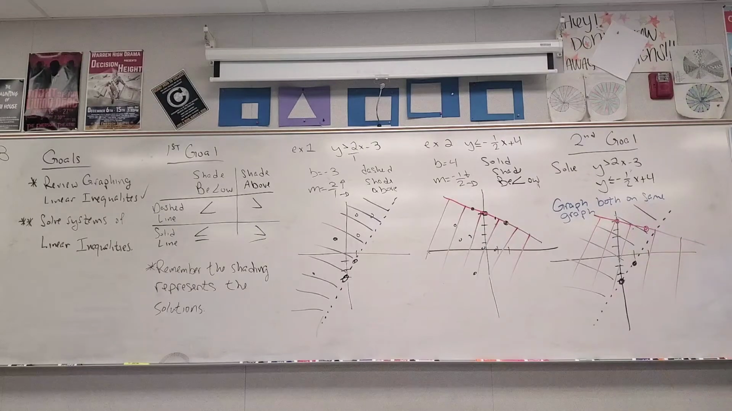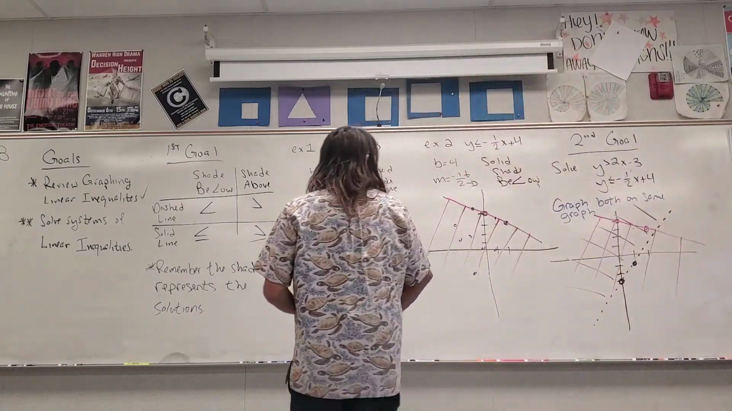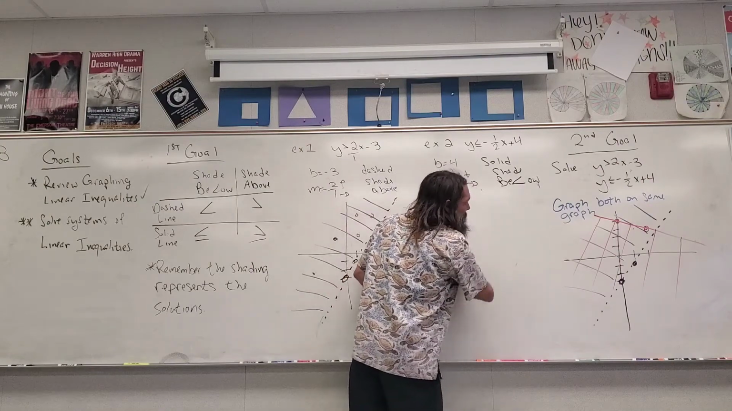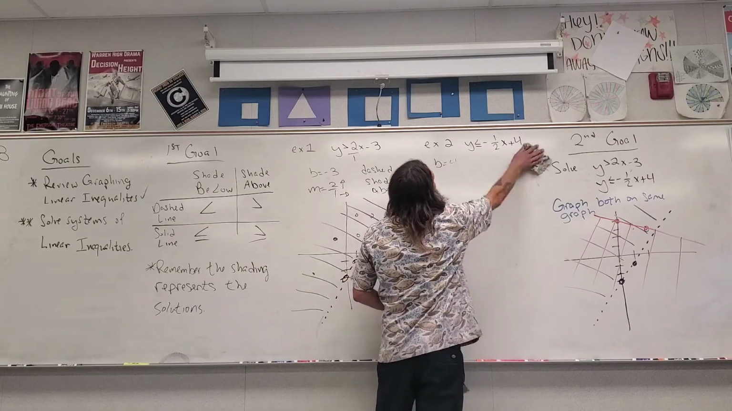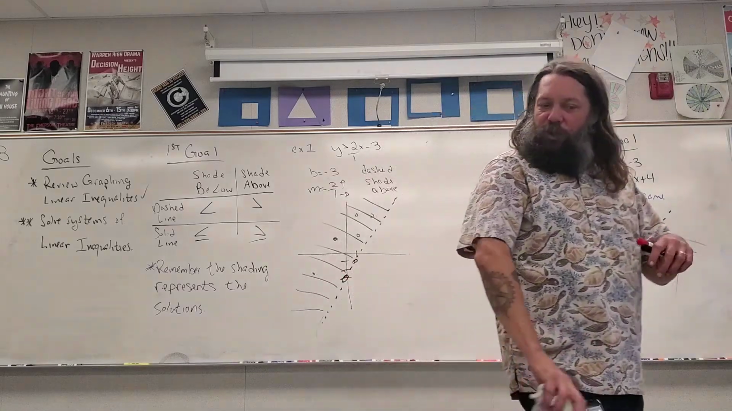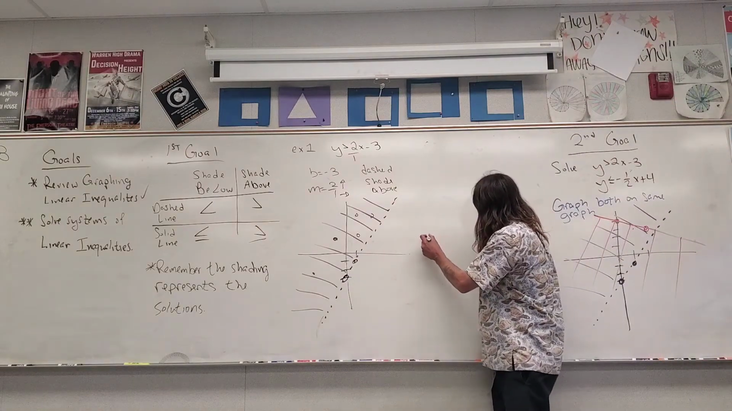Okay. So what are we looking for? Let me erase a little bit of the space around here so I can stress what we're looking for. What we are looking for is where the shading overlaps. That's what we want. We want to know where the shading overlaps.